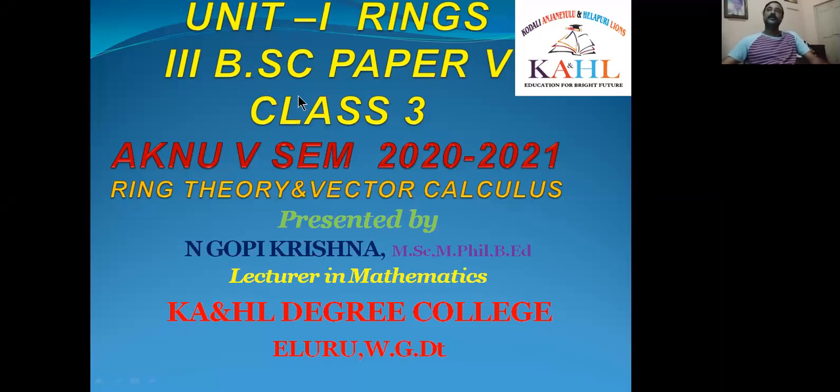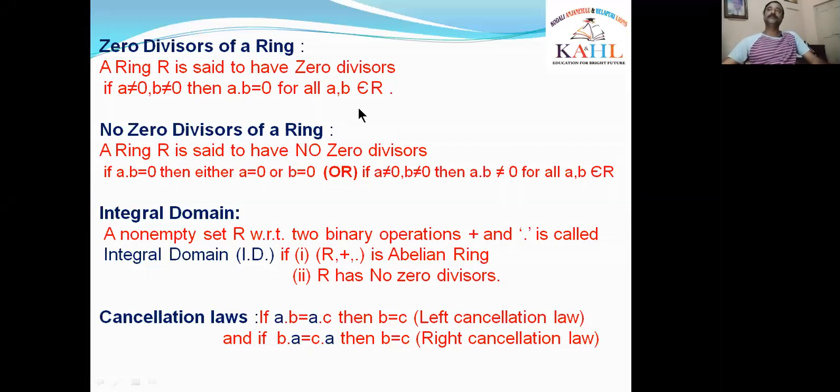Now, we are going to the next theorem. Before that, we have to learn some definitions. In the previous one, there is a definition. I have explained that a ring R is said to have zero divisors if A not equal to 0, B not equal to 0, then AB is equal to 0 for all A, B belongs to R. I have already explained this one.